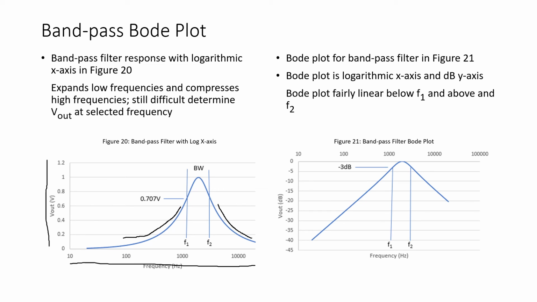So just like we did with low pass and high pass filters, we typically use a Bode plot to graphically illustrate the response of these filters. And again, our Bode plot uses a logarithmic x-axis and the y-axis is expressed in decibels. And note, with the frequency response of this bandpass filter as a Bode plot, notice how extremely linear the filter response is below the cutoff frequency and above the cutoff frequencies. This makes it much easier to predict the output voltage at a selected frequency because of the extreme linearity of these graphs.